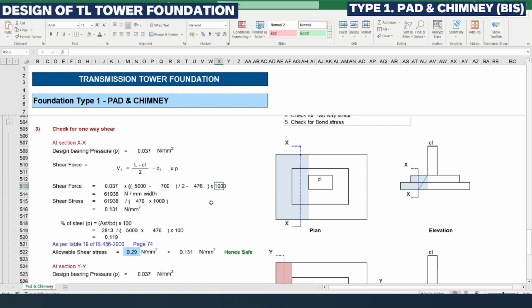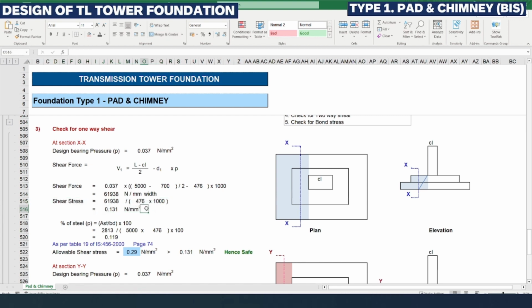It's not a problem, both ways we can work on that, but only the effective depth will vary here. In section XX we need to consider the D1 effective depth. Applying this, we are getting the shear stress as 0.131 Newton per millimeter square. This is the actual shear stress due to the external force or the design bearing pressure.